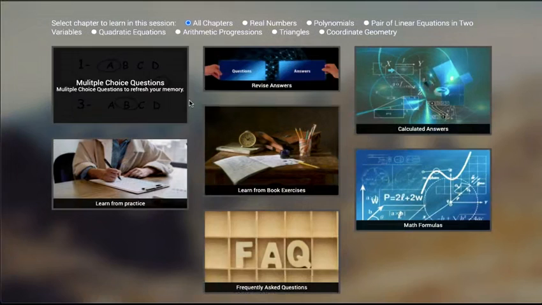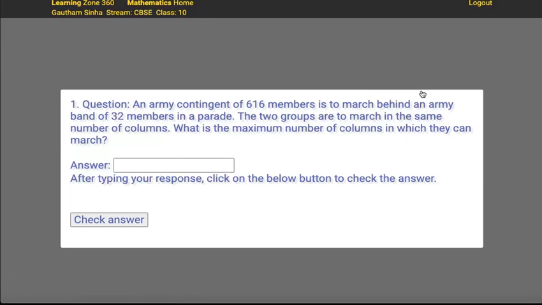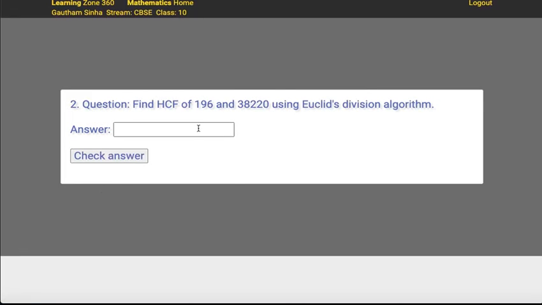Let's look at other things. Can look at calculated answers. So this is again on a question that requires calculation. So let me answer something so that we can look at the answer. And after typing in, click on check answer. So it says your answer 24 is incorrect. The correct answer is 8. You can move on to the next question.